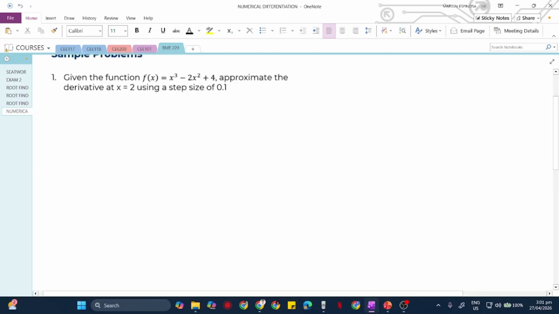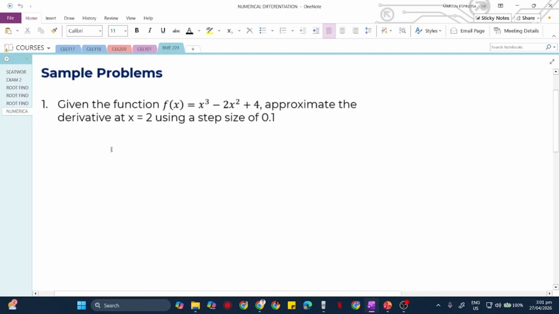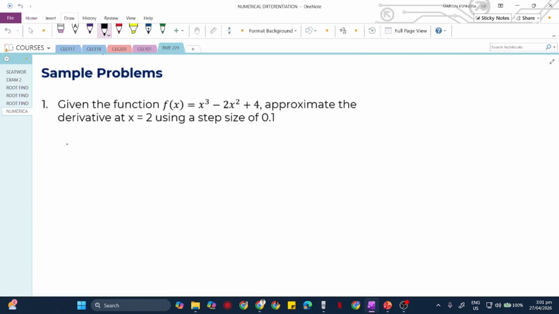Okay, para dito tayo magsasolve, class. Given the function f of x equivalent to x cubed minus 2x squared plus 4, approximate the derivative at x equivalent to 2 using a step size of 0.1. So, una, try natin yan i-derive using analytical method. Para i-compare lang natin, no? 'Di ba? We know for that that is f prime of x, that is the derivative. What is the derivative of x cubed? That is 3x squared minus derivative ng 2x squared.